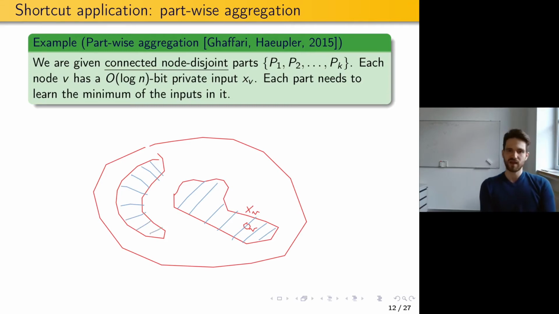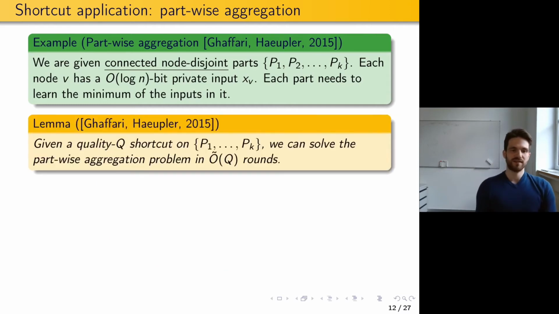Once you find this out, you say that you have solved the partwise aggregation task. Now, the claim is that if you are given a shortcut of quality Q, then you are actually able to solve the partwise aggregation problem in order Q time. And naturally, this shortcut needs to be defined with that set of parts that you are solving. Now, why this is the case might be clear to you.